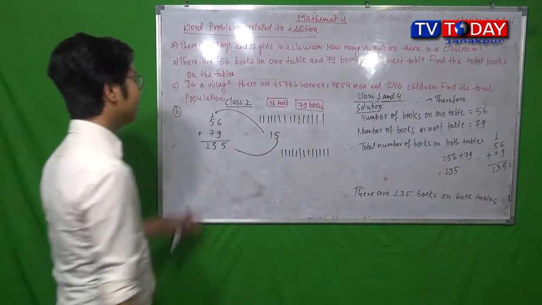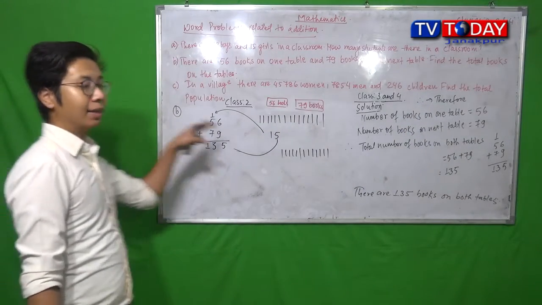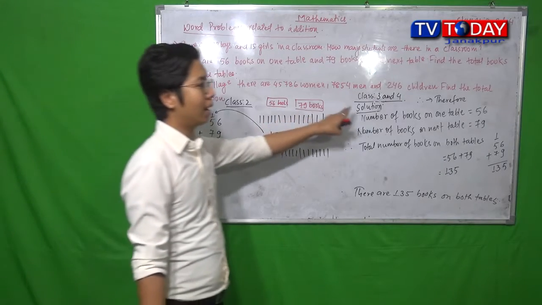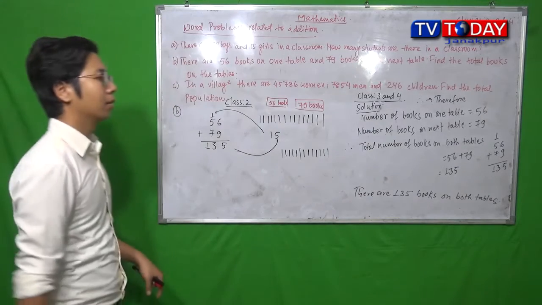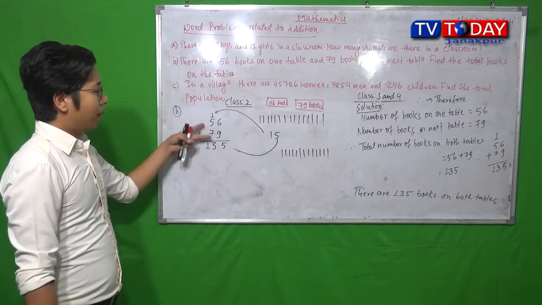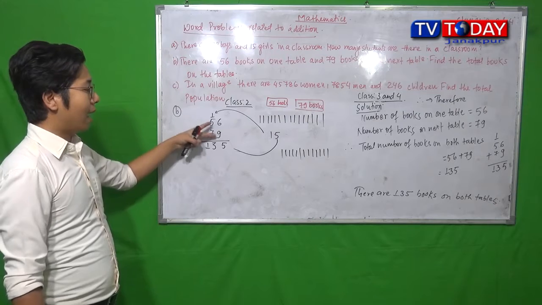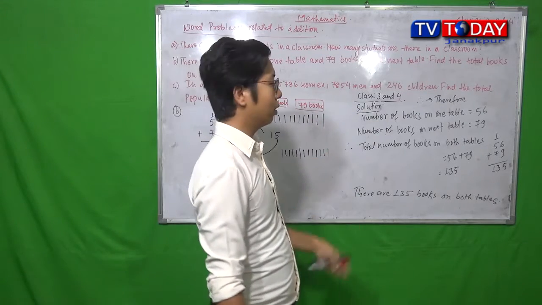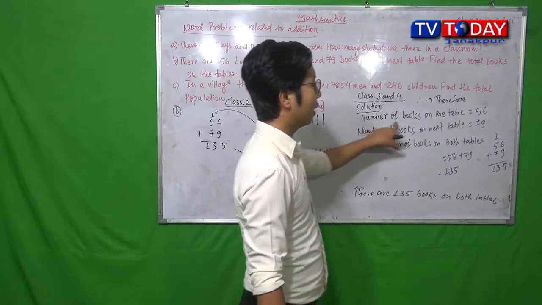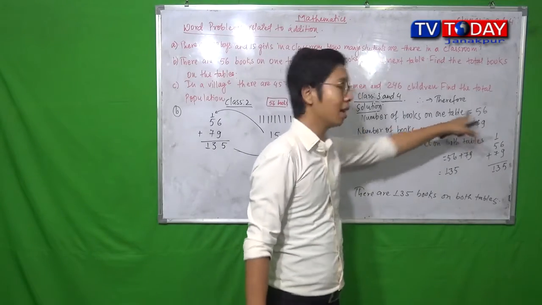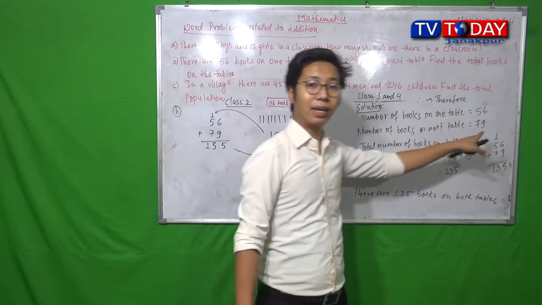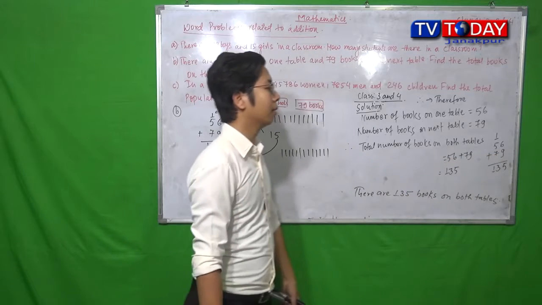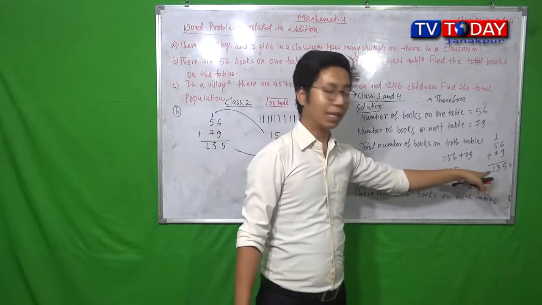Okay, this is the solution for question number B, and this is also a solution of question number B. This one is for lower classes like class 2, and this one is for higher classes like 3 and 4. For class 2 students, you only have to write the two numbers here and start performing addition from the right side. But in class 3 and class 4, you have to write some language. The number of books on one table is how much? 56. The number of books on the next table is how much? 79. And you have to find out the total number of books on both tables. Then you have to perform addition.